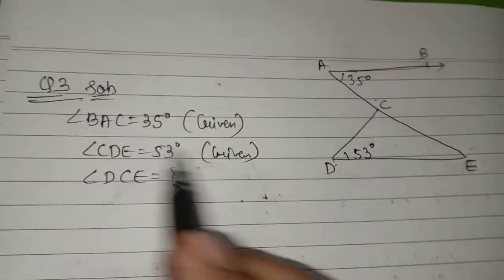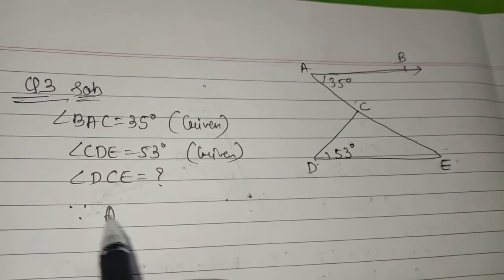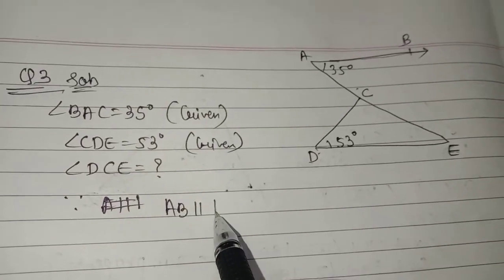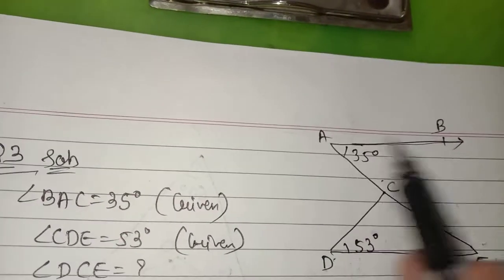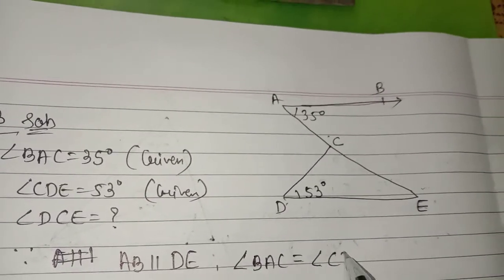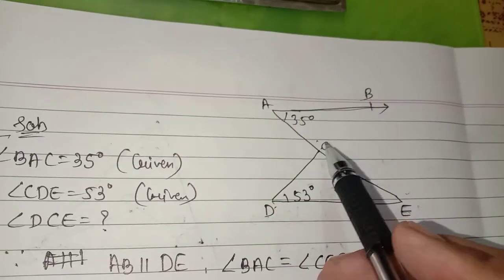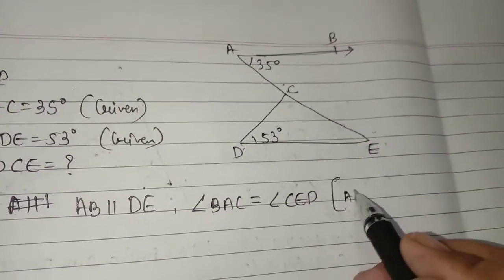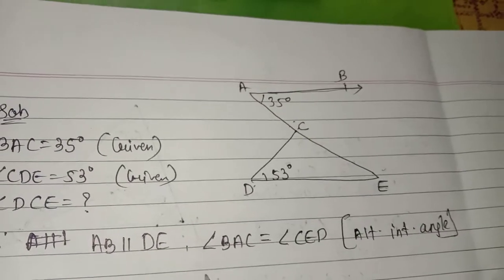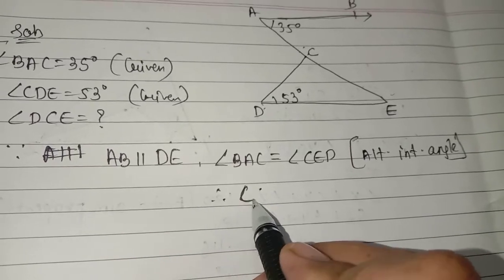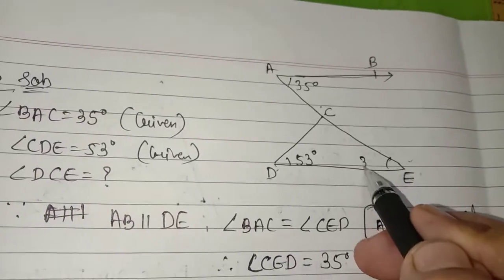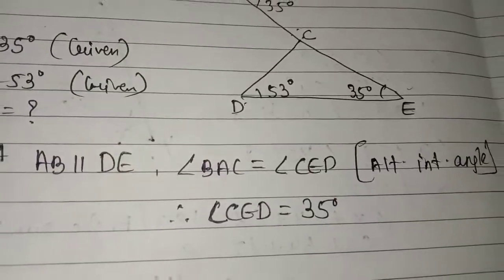So how to find DCE? We will write here, since AB is parallel to DE, I will write angle BAC is equal to angle CED. BAC, CED. You know why? It is alternate interior angles. So therefore angle CED can be written as 35. Now we are nearly on the mark.